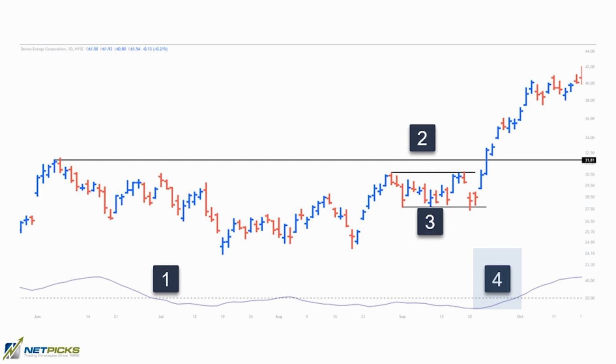At number 4, we see a rising ADX followed by a strong breakout. The ADX just continues to rise over the 20 line, showing us a strong uptrend is forming.